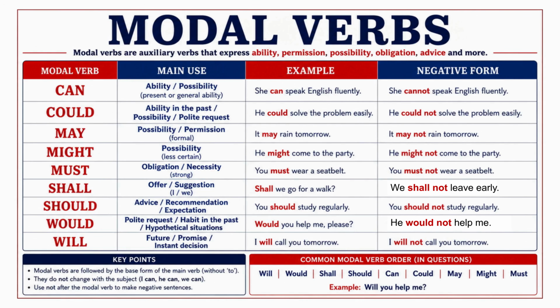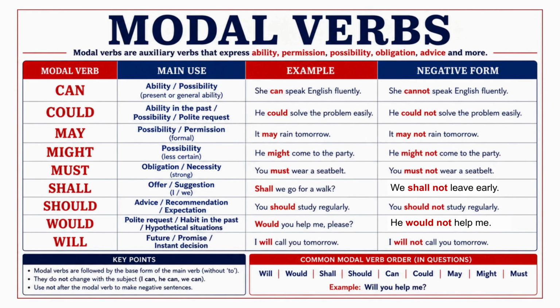In this lesson, you'll learn the most common modal verbs in English with simple explanations, easy examples, and negative forms. Modal verbs help us express ability, permission, possibility, obligation, advice, suggestions, and future actions. Let's get started. The first modal verb is can.